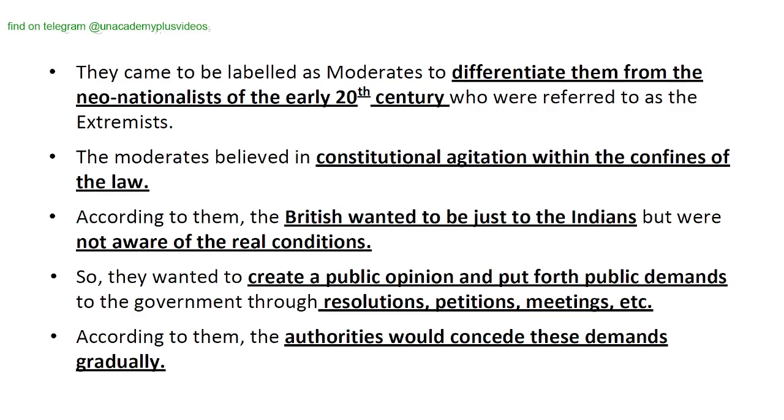The moderates believed in constitutional agitation within the confines of the law. According to them, the British wanted to be just to the Indians but were not aware of the real conditions. So they wanted to create a public opinion and put forth public demands to the government through resolutions, petitions, meetings, etc. According to them, the authorities would concede these demands gradually.